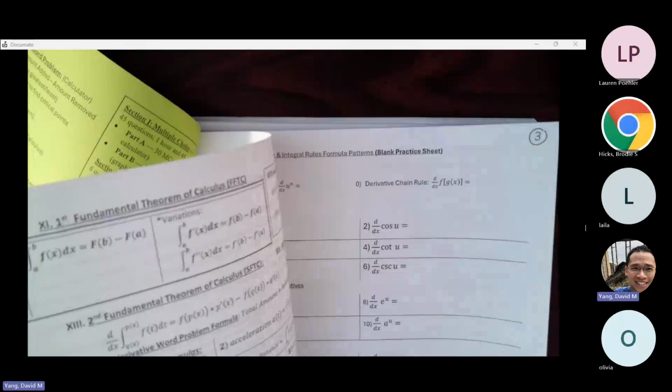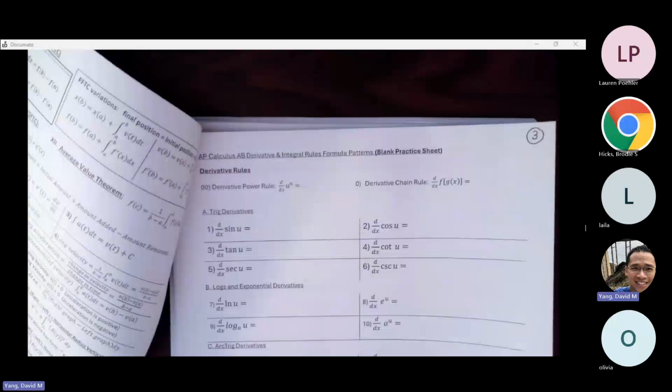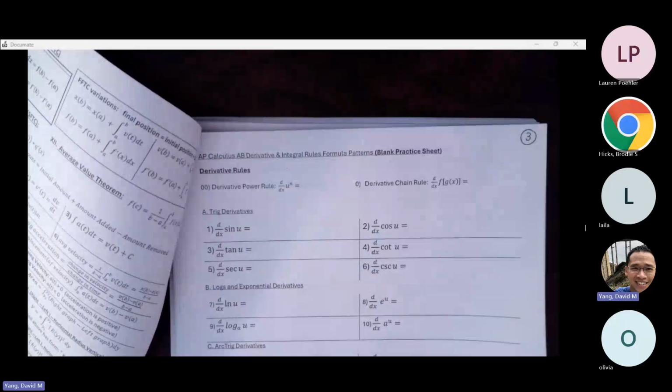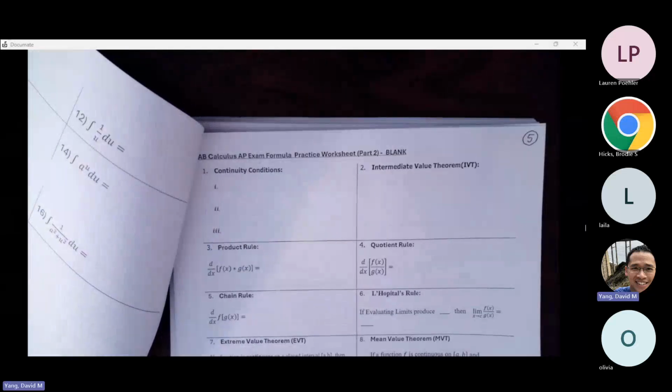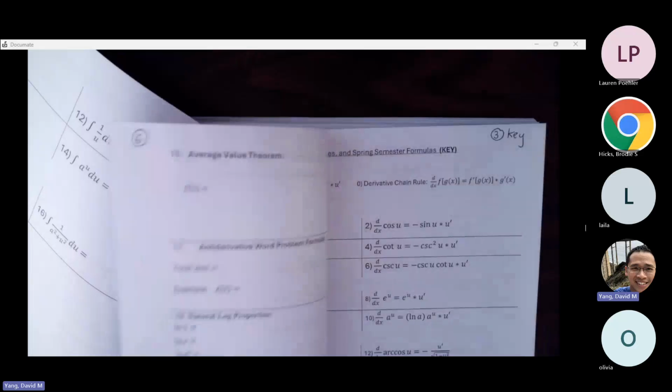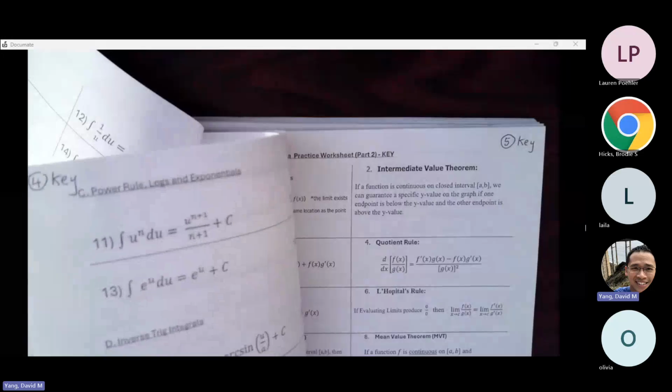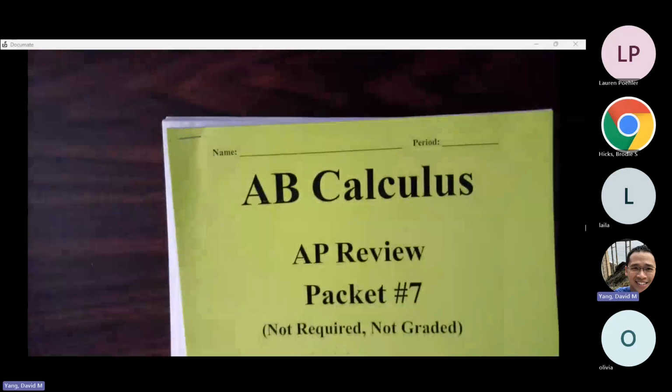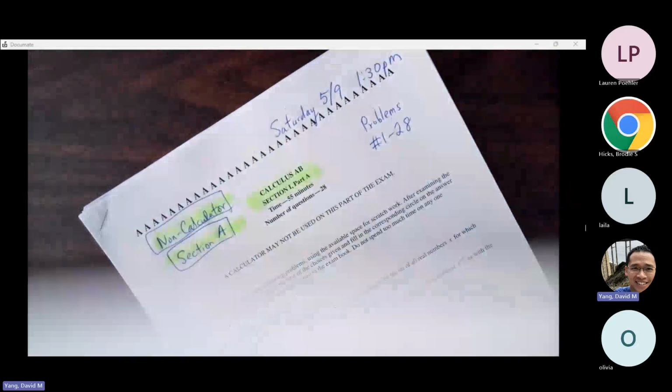So look through the summary sheet on pages 1 and 2. For the BC students, you have a little bit more for your summary. And then I try to put the derivative and integral rules on separate blank sheets, as well as the most important rules, formulas and concepts over the course of our year on pages 5 and 6. And then I have keys for those pages as well. Okay, so we're going to turn to page 7, your AB packet.